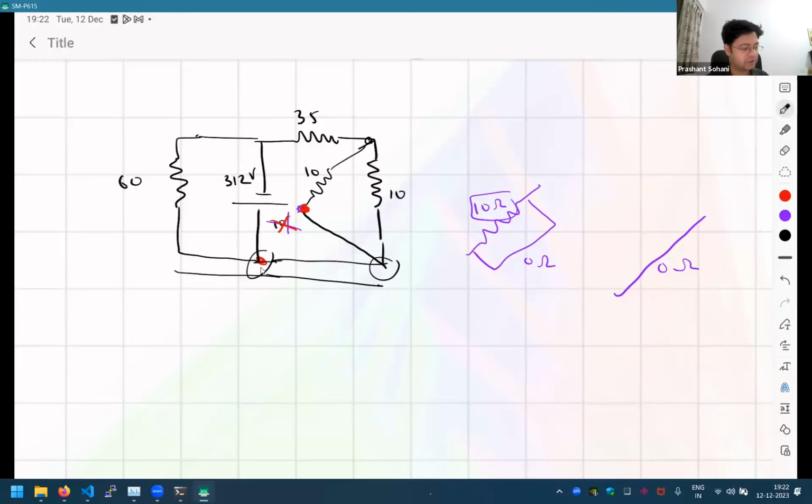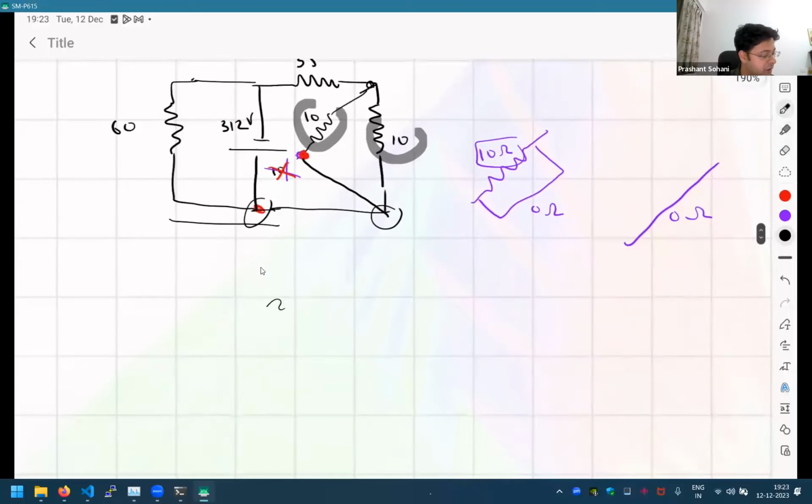So if I do this change, does everybody notice that these two 10 ohm resistors are in parallel? And if they are in parallel, what will happen? Again, you can write the equations and compute it, but I think by experience you will know that when two equal resistances are in parallel, they basically become half, right? So they will be replaced by one 5 ohm resistor. Now let me draw the new diagram after these two steps of simplification.